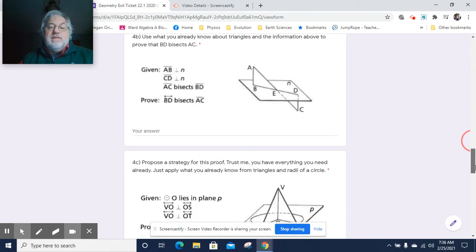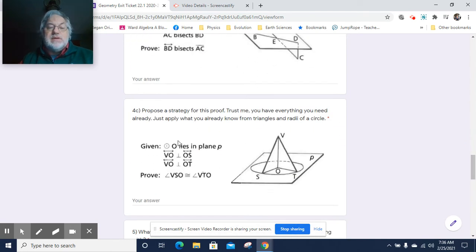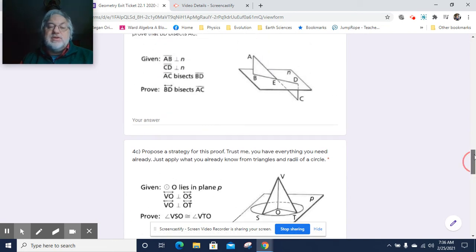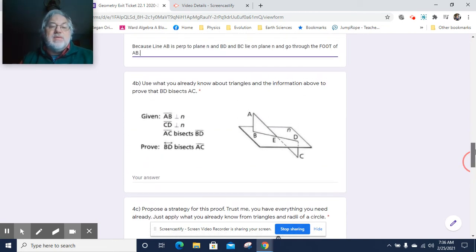Okay, so we've got two proofs to do here. Actually, no, we don't. This one is going away. I'm not going to have this in the do now. So I apologize. That will not be there.